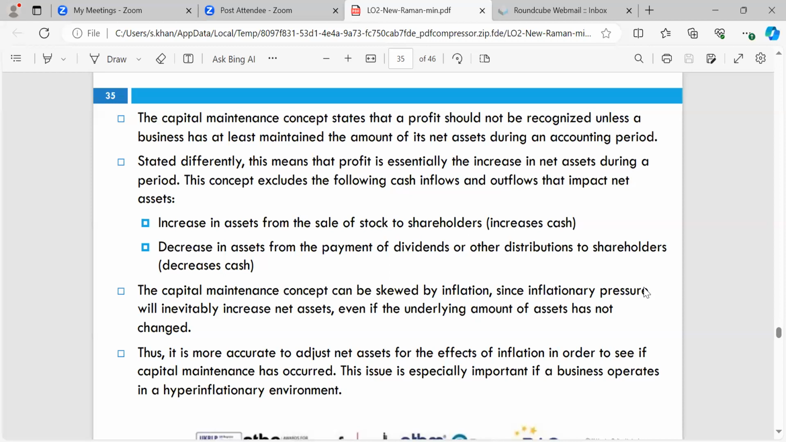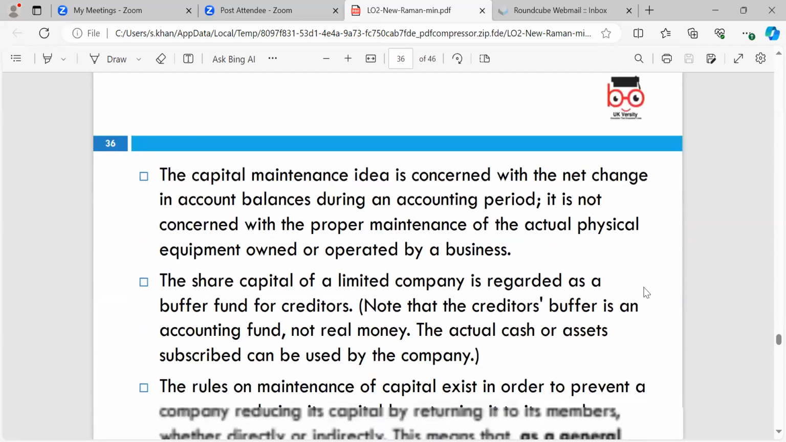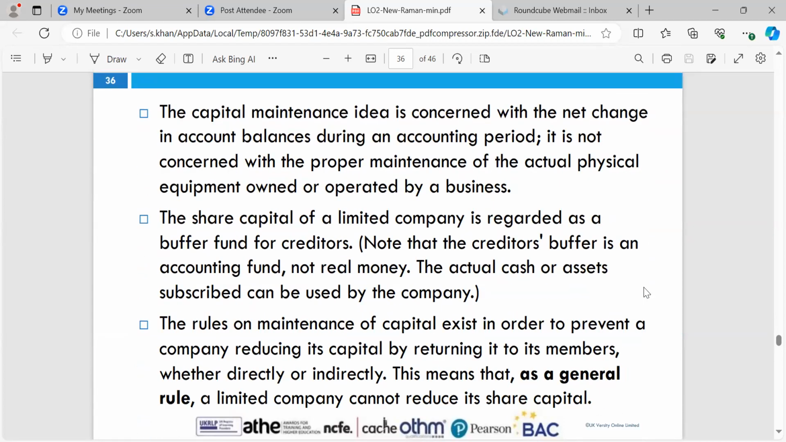The capital maintenance concept can be skewed by inflation, since inflationary pressure will inevitably increase net assets even if the underlying amount of assets has not changed. Thus, it is more accurate to adjust net assets for the effects of inflation in order to see if capital maintenance has occurred. The capital maintenance idea is concerned with the net change in account balances during an accounting period. It is not concerned with the proper maintenance of the actual physical equipment owned or operated by a business.